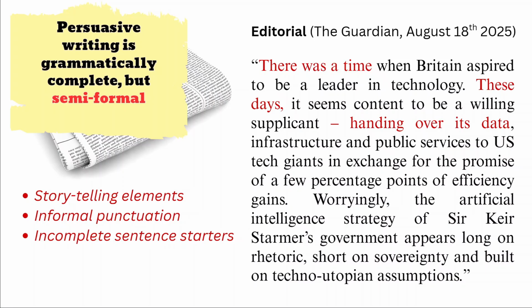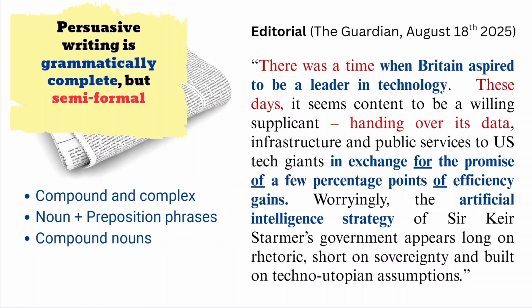We also have more informal punctuation, such as the dash that you could see in red here before handing over its data. And handing over its data itself is an incomplete sentence. It should have had something before that, or more effective linking to the sentence before. But there are a number of more formal advanced English structures here. Such as in the first sentence, when Britain aspired to be a leader in technology.